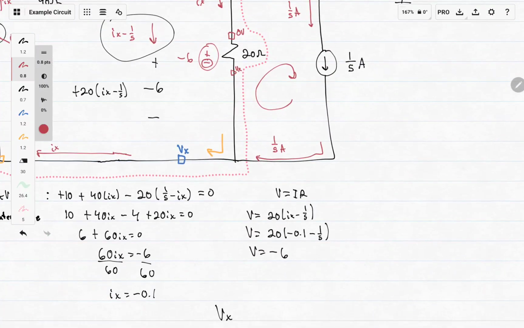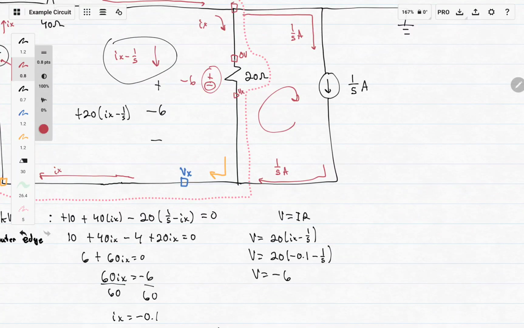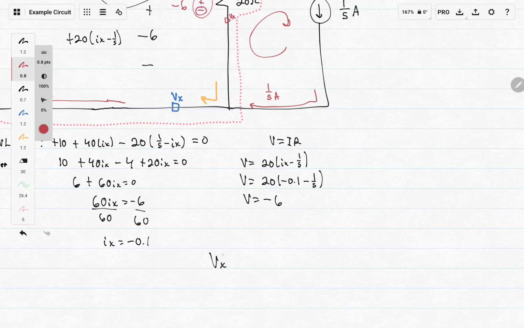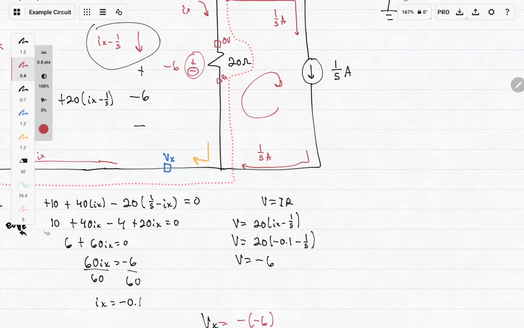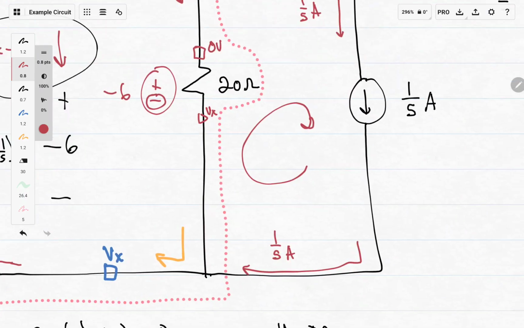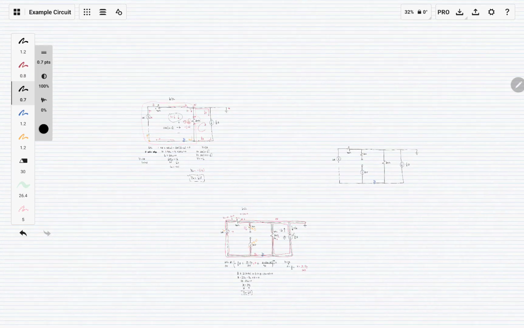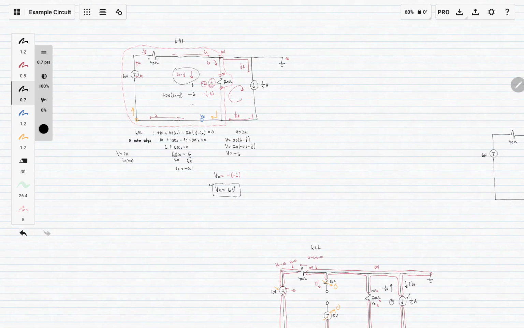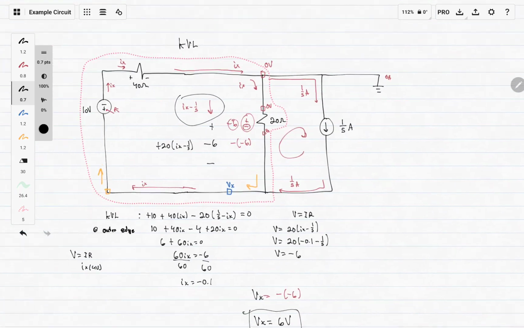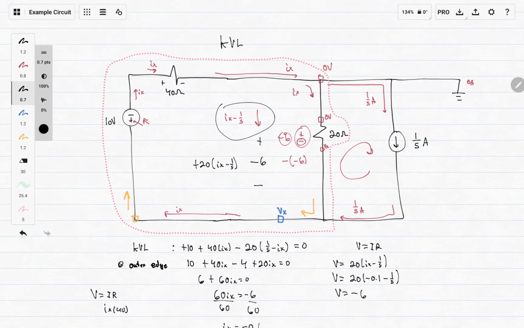So using KCL to find the Vx, we go 0, and next we would get negative 6. Because it is a negative 6, and we just add a negative there, which would turn it into Vx is equal to 6 volts. And that checks out because we got it the same way both times. And yeah, that's kind of how you do it.